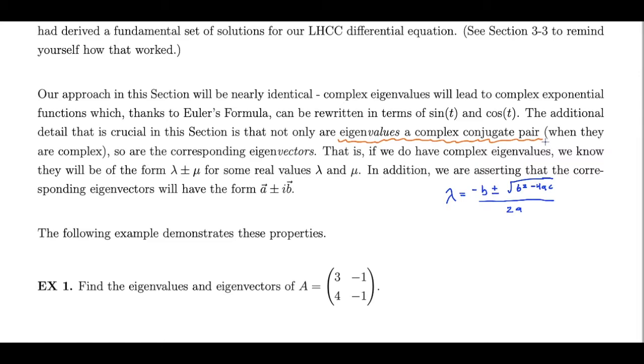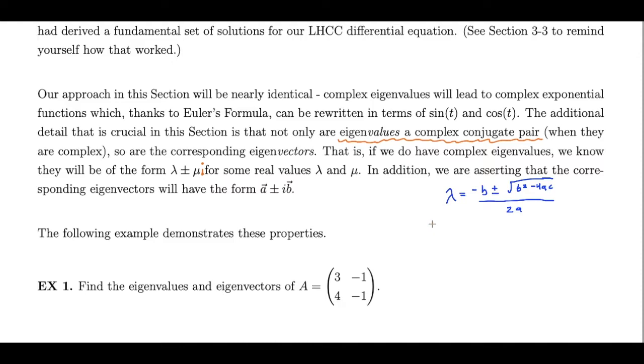What's less obvious is that eigenvectors will also come in complex conjugate pairs. Whereas I know that my eigenvalues will have a form that we could write like this. Actually, that's a typo because I'm missing the i here. So I would have lambda plus or minus mu i, for some real numbers lambda and mu. And then in addition, we know that the corresponding eigenvectors will have that same complex conjugate structure. They can be broken down as some vector plus or minus i times some other vector.